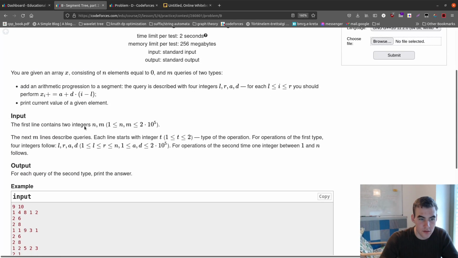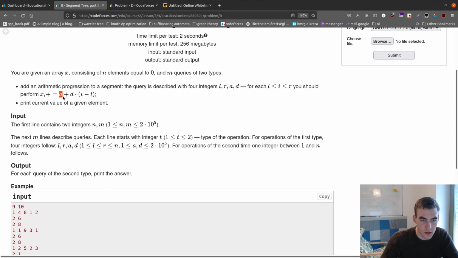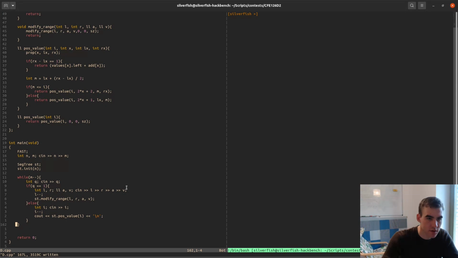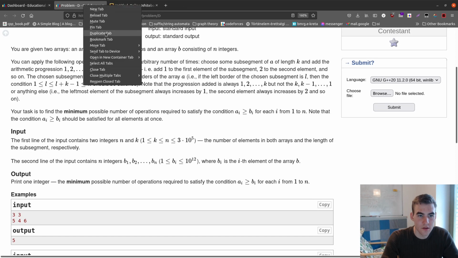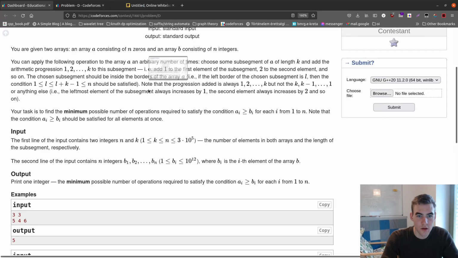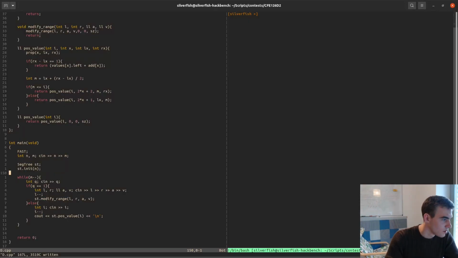Modify range A, V. So A and V is the step, I guess. I can do position value and modify range. Okay, that should be very helpful. Let's duplicate the step. Let's take this step and put it on my second monitor.